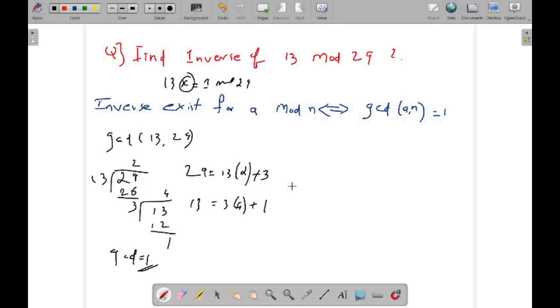Then we know the Bezout equation: GCD of a comma b equals ax plus by, where a and b are positive integers and x and y are any two integers. And if we are able to write GCD of a comma b like this, then x is the inverse of a. Okay, let us try to do the backward replacement.